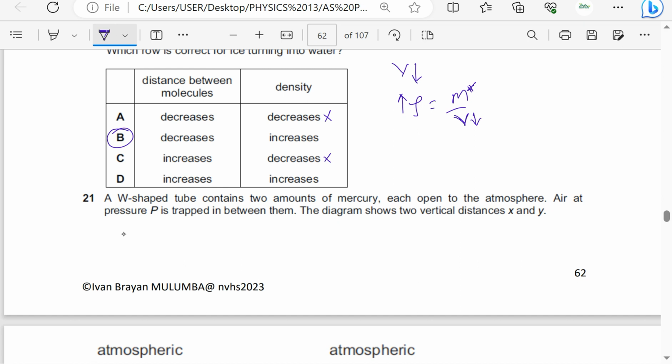A W-shaped tube contains two amounts of mercury, each open to the atmosphere. Air at pressure P is trapped in between them. The diagram shows two vertical distances X and Y.